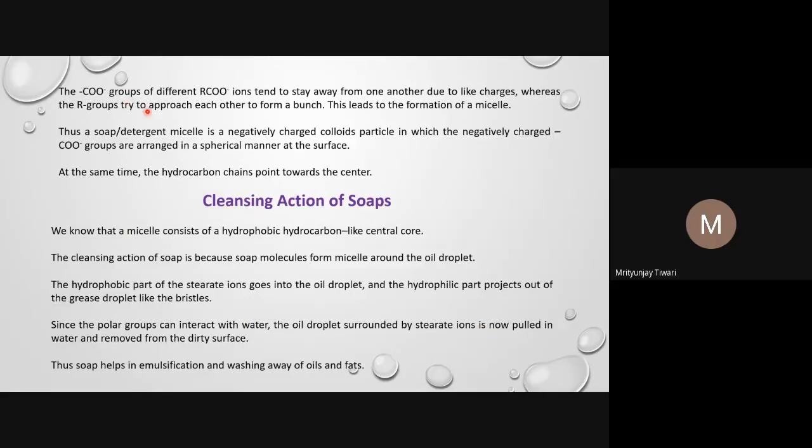The COO minus groups of different RCOO minus ions tend to stay away from one another due to the like charges, whereas the R groups try to approach each other to form a bunch. As I said, this approach means they will interact with each other by the dispersion process, and this leads to the formation of a micelle.